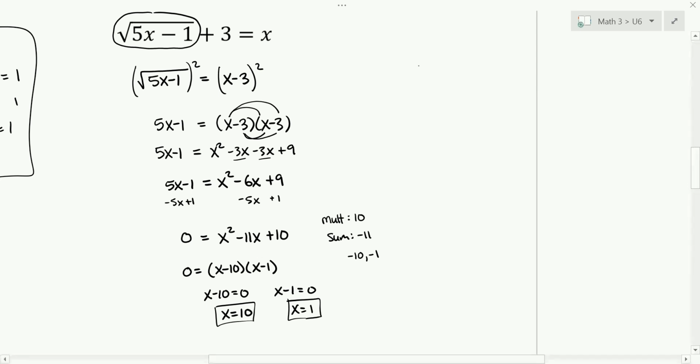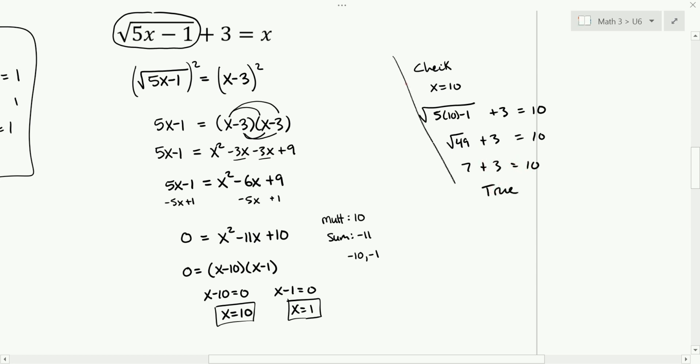All right, so let's check when x is 10. So square root of 5 times 10 minus 1, plus 3 equals x, which would be 10. Let's see if that's true or false. So we get square root of 49 plus 3 is 10, which is 7 plus 3 is 10, and we could see that that's true. So we get to keep that one.